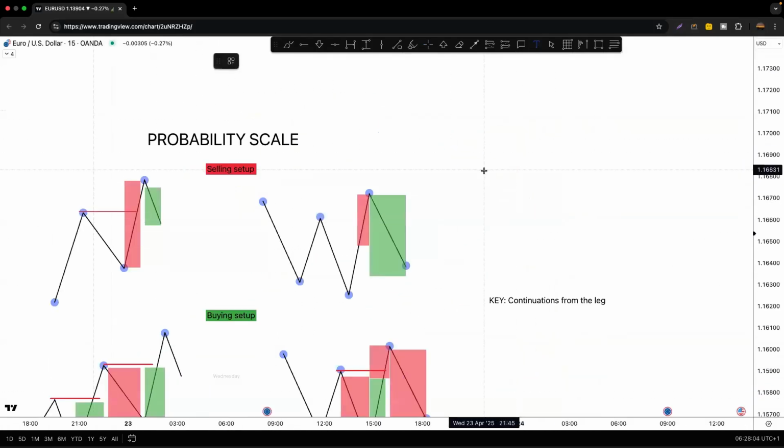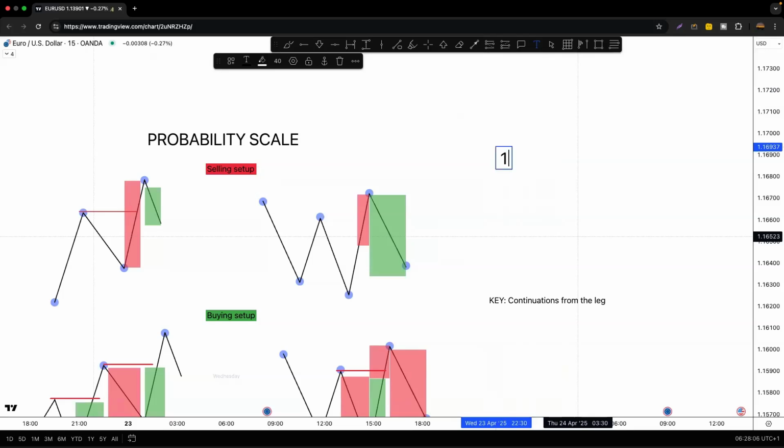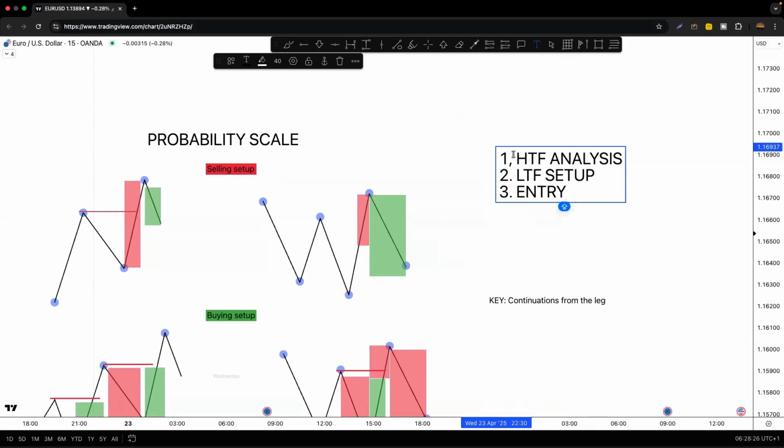If you think about price in 3 steps, you've got number 1, which is your higher time frame analysis. You've got number 2, which is your lower time frame setup. So this is what we're about to go through today. This could be something like a 15-minute setup, for example. This is exactly what I look for on the 15-minute. And then number 3 is always going to be your entry, right? This is how you create a playbook in the market.